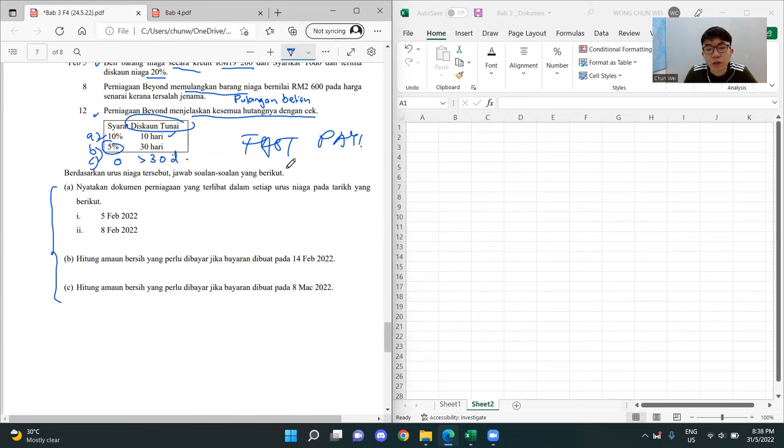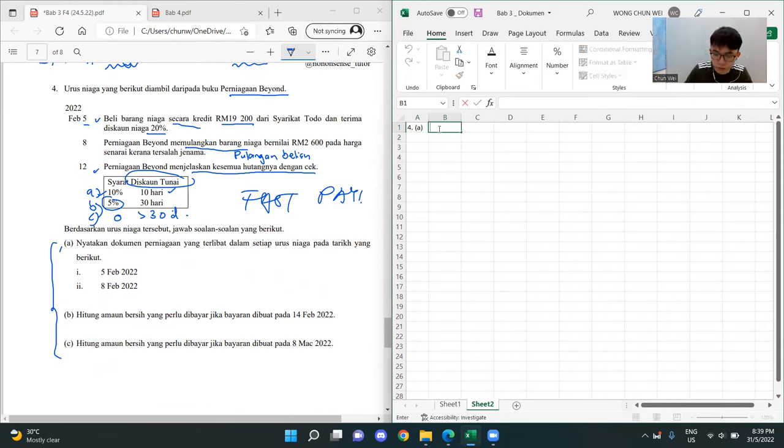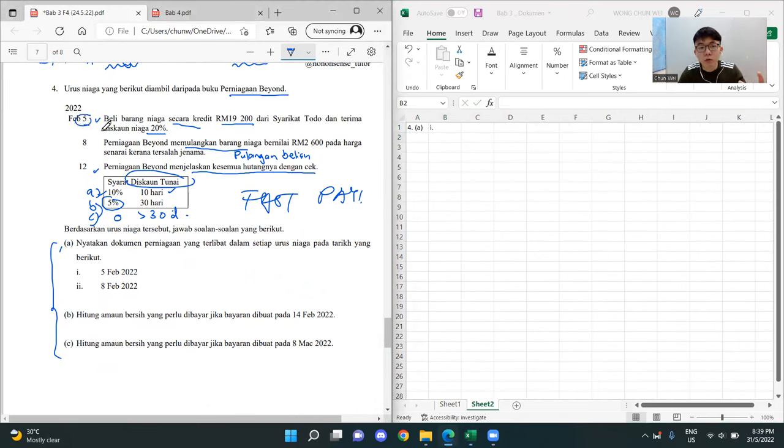Berdasarkan urus niaga tersebut, jawab soalan-soalan yang berikut. Look at A: nyatakan dokumen perniagaan yang terlibat dalam setiap urus niaga pada tarikh yang berikut. So now, you have to know at this date, what is the document that I have to use. Let me put 4 here. So we're doing A. Number 1, 5th of February 2022. So we look at it. Now you have to know what the documents are.